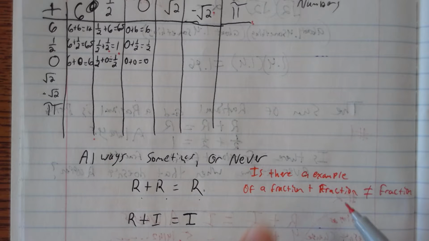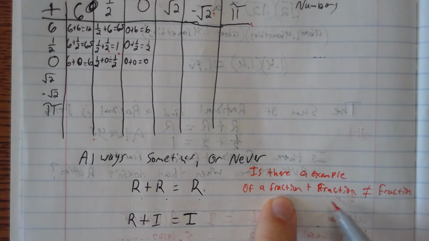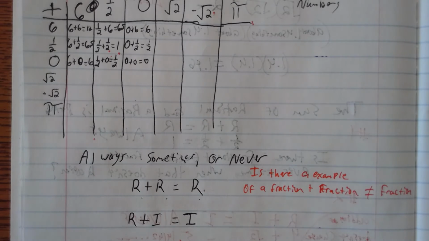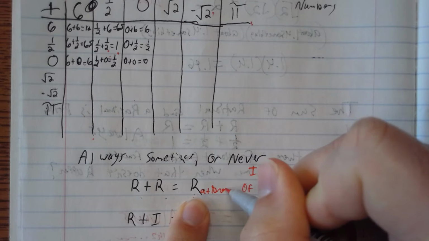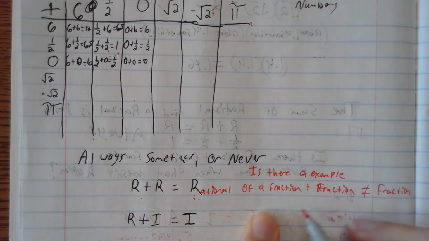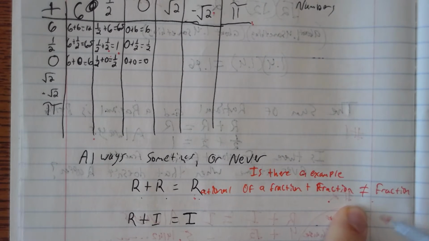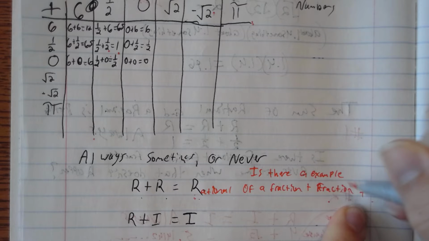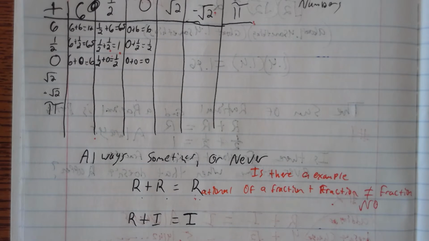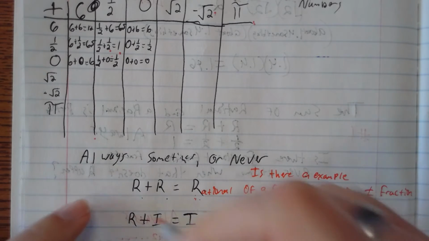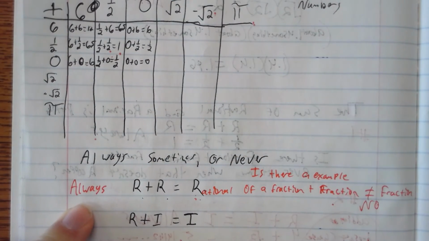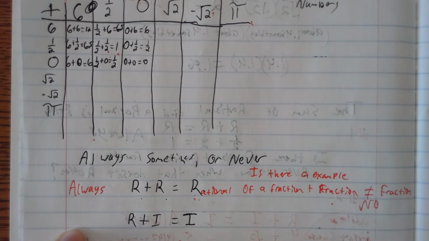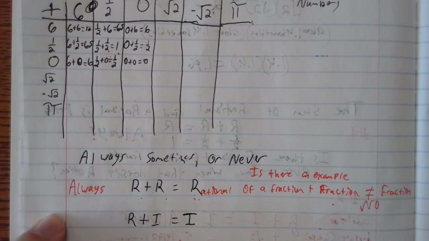So yes, we have cases where fractions add to get a whole number, but that's still rational. That's still a rational number. And so the answer to this question, is there an example of a fraction plus a fraction not equaling a fraction? No. There's no such example. And so this is a case where, based on our examples and based on what we know about adding fractions, this is going to be always true. Okay? A rational plus a rational will always equal a rational.